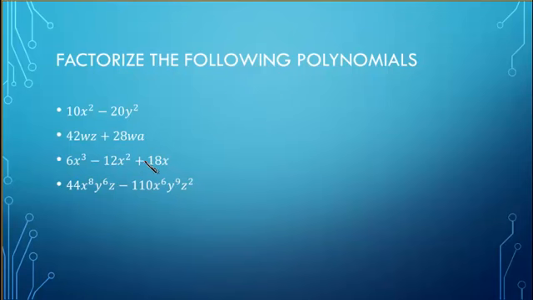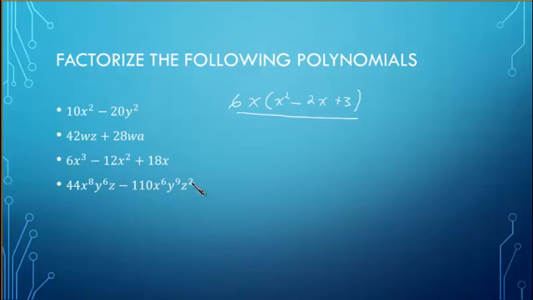So for this one now, the greatest common factor is, well, for the numbers it's 6, and then for the x's, it's just x. And so that gives us here x squared minus 2x and then plus 3. Let's check. 6x times x squared is 6x cubed. 6x times 2x, that's 12x squared. And 6x times 3 is 18x.